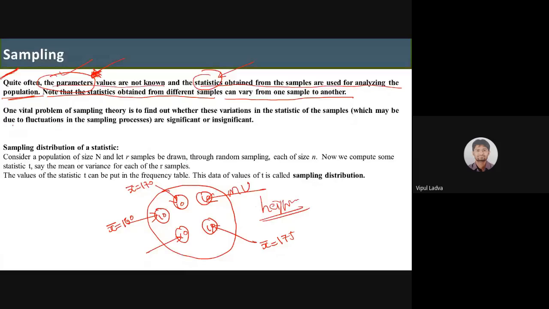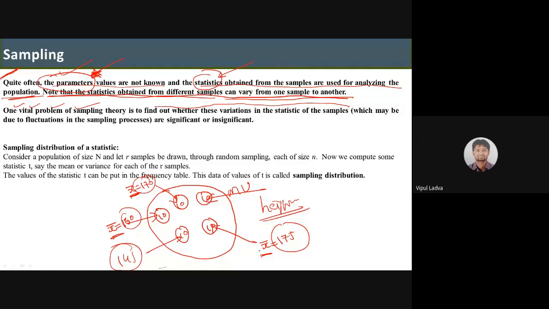So what I had just mentioned over there, observe this. The statistic obtained from the different samples can vary from one sample to another. अब मैं जितने भी अलग-अलग सैंपल लूंगा उसके सारे स्टैटिस्टिक्स डिफर करेंगे, पक्का डिफर करेंगे, surely. So here is the problem we will face. One vital problem of sampling theory is to find out whether this variation in the statistics of the sample, this particular variance, देखिए here we have variance, यहाँ पे 170, यहाँ पे 160 है, यहाँ पे 175 हो सकता है, कोई एक स्ट्रीम में बहुत नाटे बच्चे, यहाँ पे 145 सेंटीमीटर उसका मीन आ रहा है.